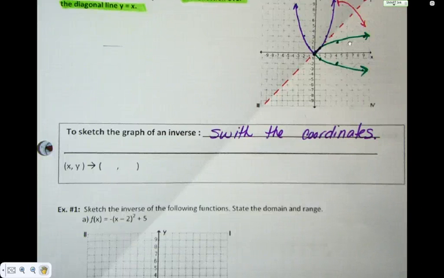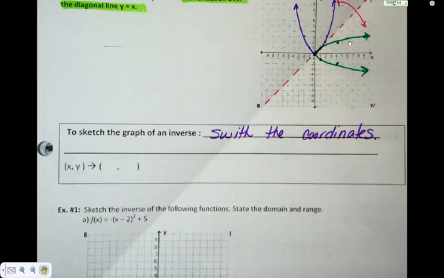These are fun ones because they look incredibly hard when you see that diagonal line. You're like, what's going on? Seriously, you just flip the coordinates. That's it. XY goes to YX.